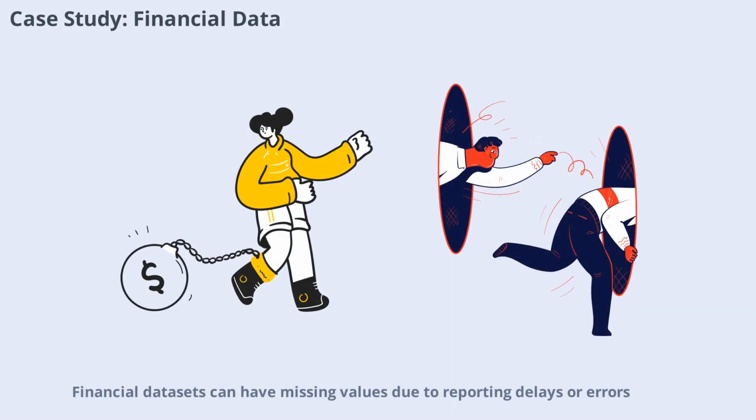Financial datasets can have missing values due to reporting delays or errors. Analysts use a combination of imputation, deletion, and domain knowledge to address these gaps. Proper handling of missing data is crucial for making sound financial decisions and maintaining regulatory compliance.